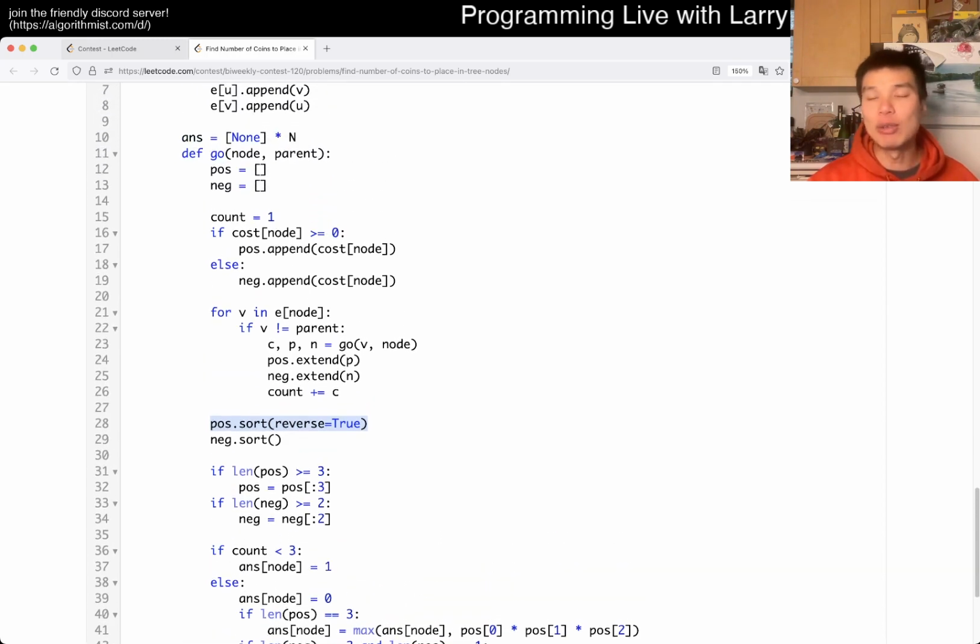So in the worst case, this is going to be n log n, because if all the numbers are under the same node, then you have n log n because you sort in this case.